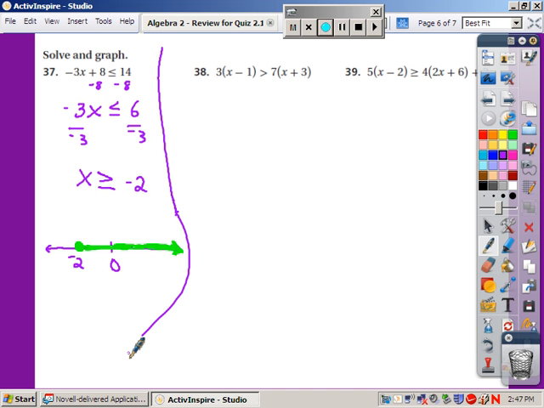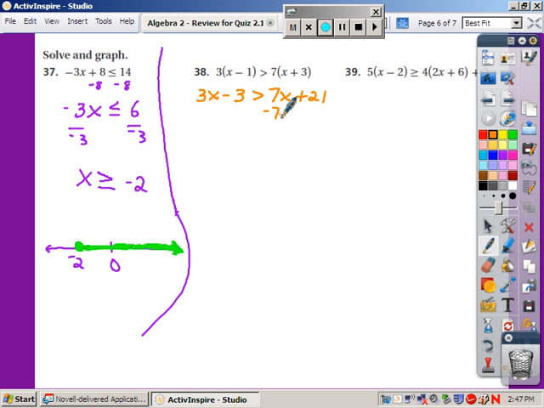Okay, this time we have an inequality that just has some distributing on both sides. So let's do that. 3 times x and 3 times negative 1. Keep the symbol the same. 7x and 21. For inequality purposes, I would suggest keeping the x on the left side if possible. Even if it would be a little bit more inconvenient, it's probably better for when you graph it. It'll help you avoid making mistakes with it.